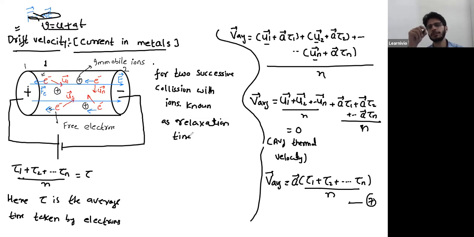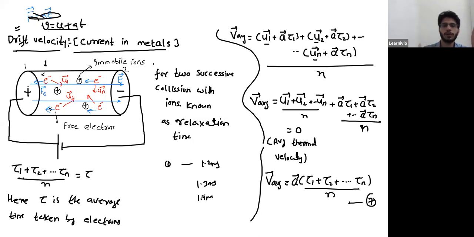See, this relaxation time simply means, let's say the first electron takes 1.2 milliseconds, the second electron took 1.3 milliseconds, the fourth electron took 1.4 milliseconds. When we report current or average velocity, we don't consider motion of individual electrons. We rather consider the average motion. So we don't report the relaxation time of an individual electron. We rather report the average relaxation time, that is 1.2 plus 1.3 plus 1.4 divided by 3.